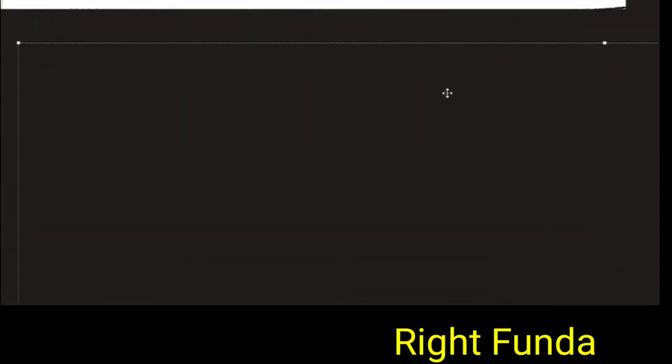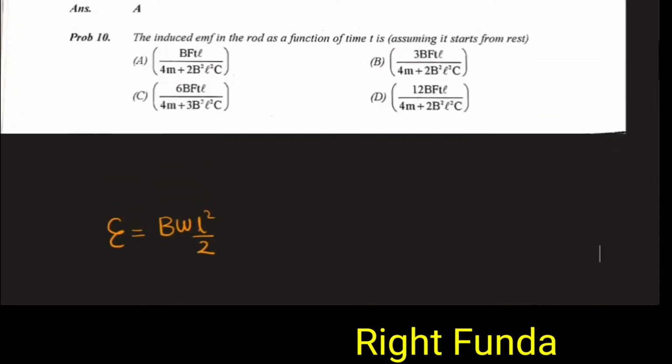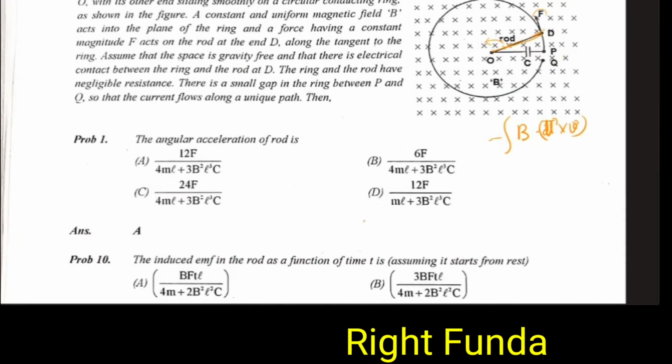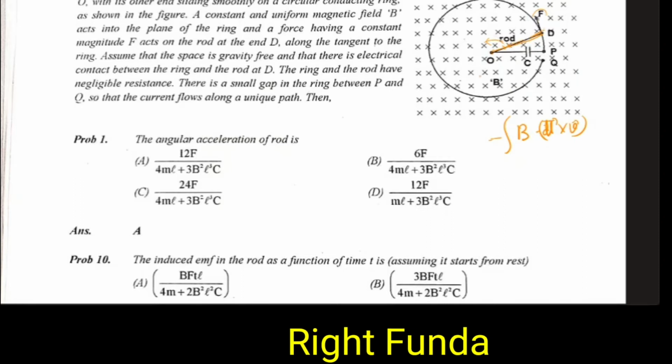So what will be the induced EMF? We know that if the rod is rotated, the induced EMF across the ends of the rod is equal to half B omega L square. Half B omega L square. But once you integrate this, you'll be getting this between the ends. It will be rotating like this. This will be positive. This will be negative. Okay. Higher potential will be at O and lower potential will be at D, because it is rotating anti-clockwise, as we have taken.